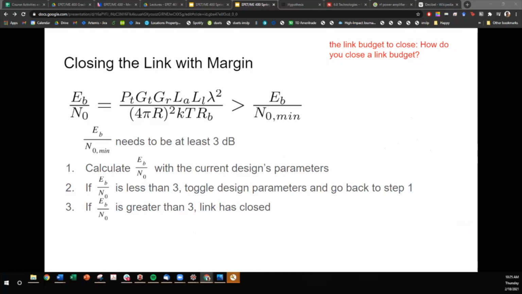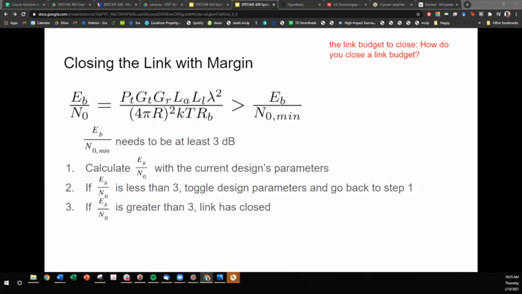Okay, second to last slide. How do you close a link budget? Great question. Okay, so let's return to this large equation where the goal is to get some ratio above 3 decibels. The general process is that you calculate your signal to noise, your bit energy to noise, with the current design parameters.